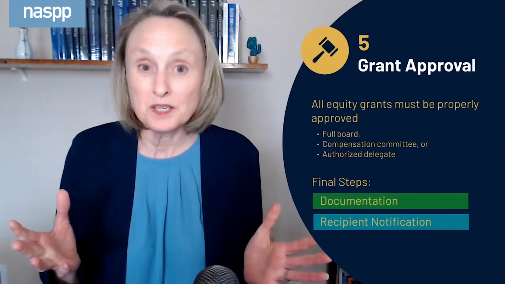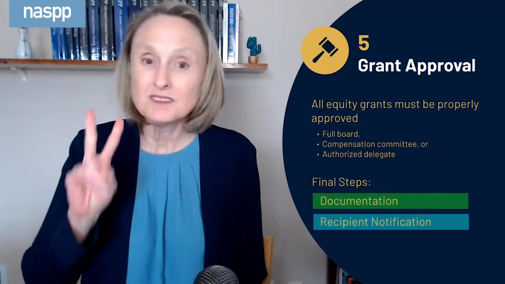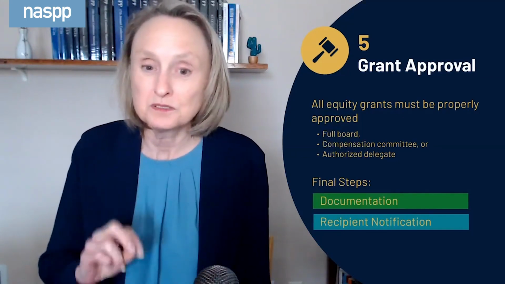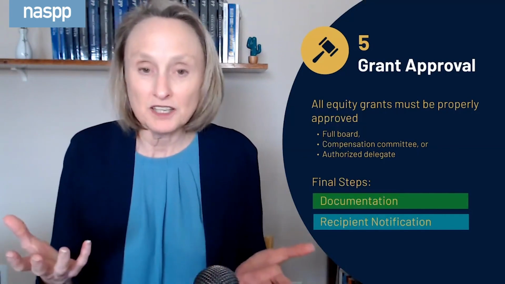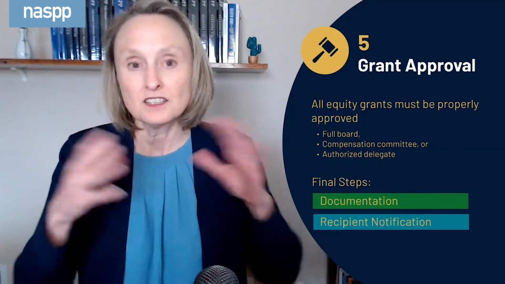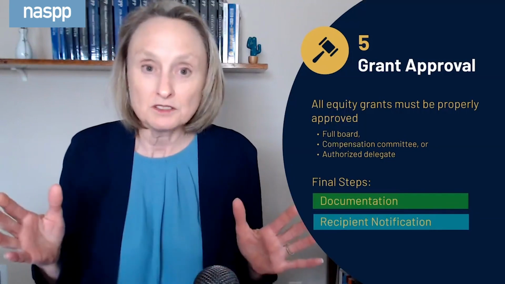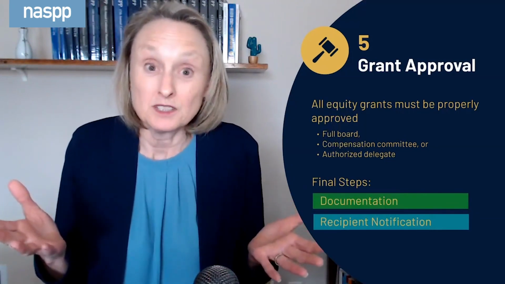Once your grants are properly approved, then there's 2 last actions to take before you're done. The first is to document the grant. You need to issue a grant agreement. This is the contract that explains how the grant works, who receives it, and what all the conditions are that apply to it. Without this grant agreement, you don't have a grant, really.